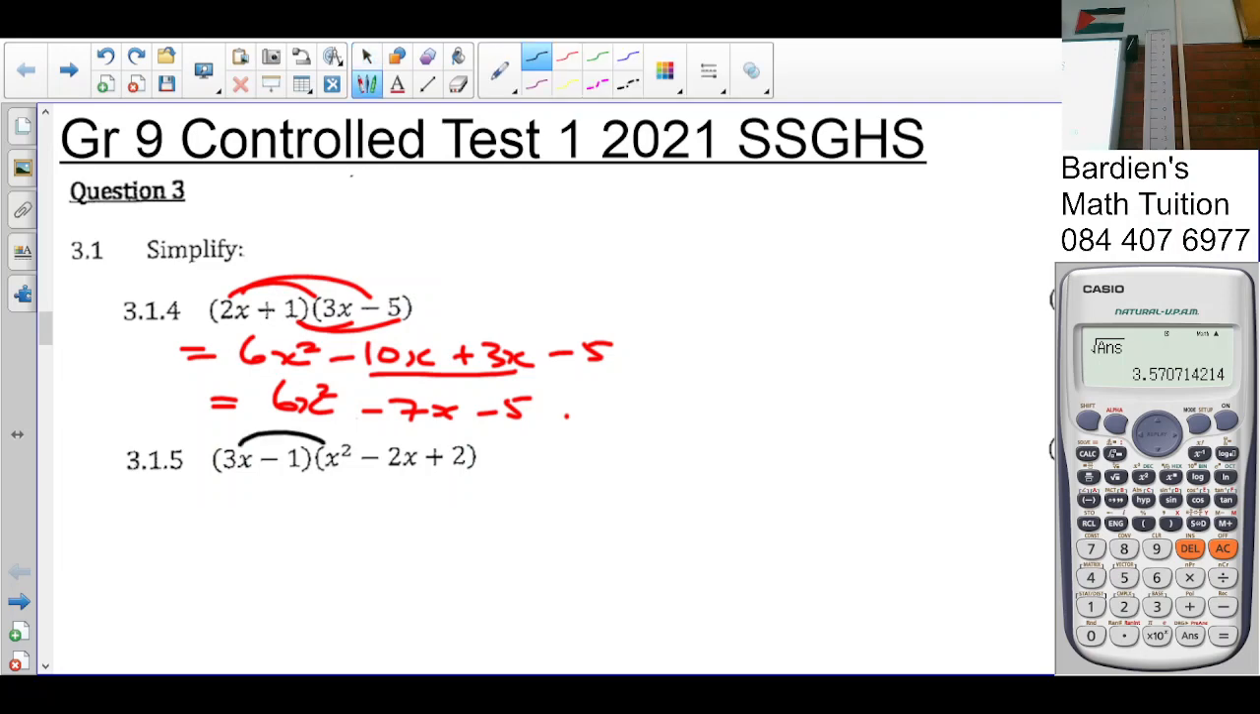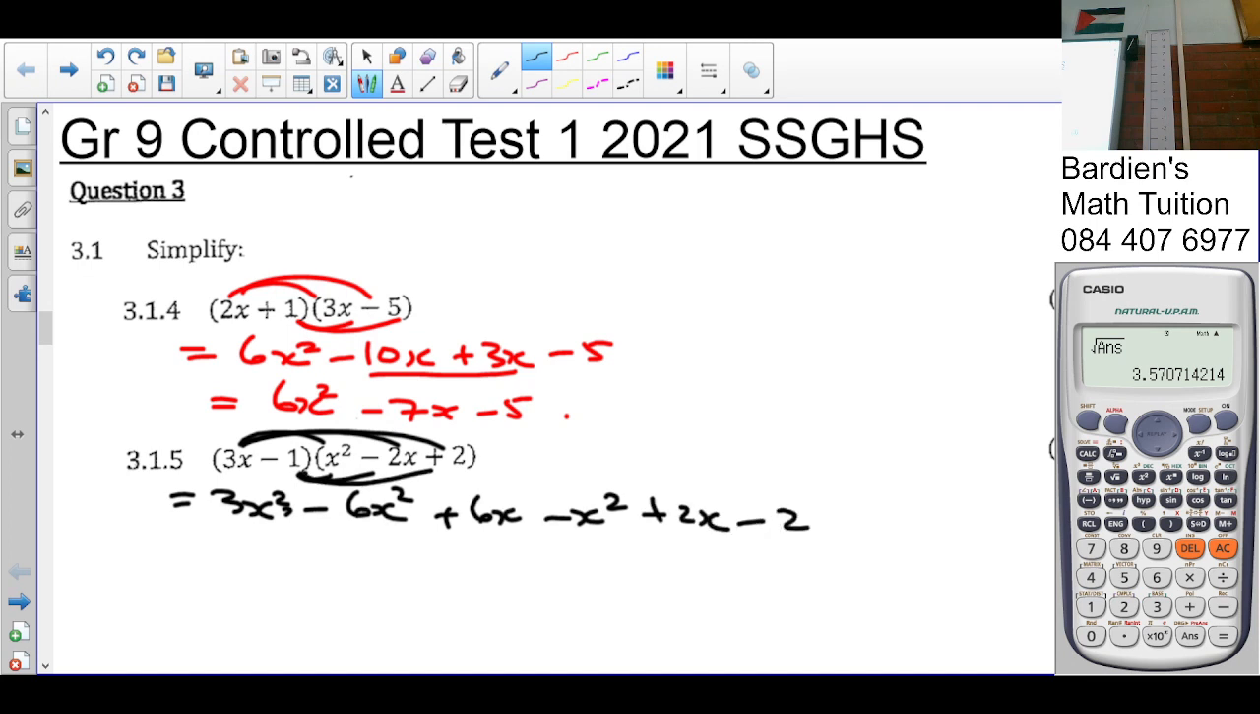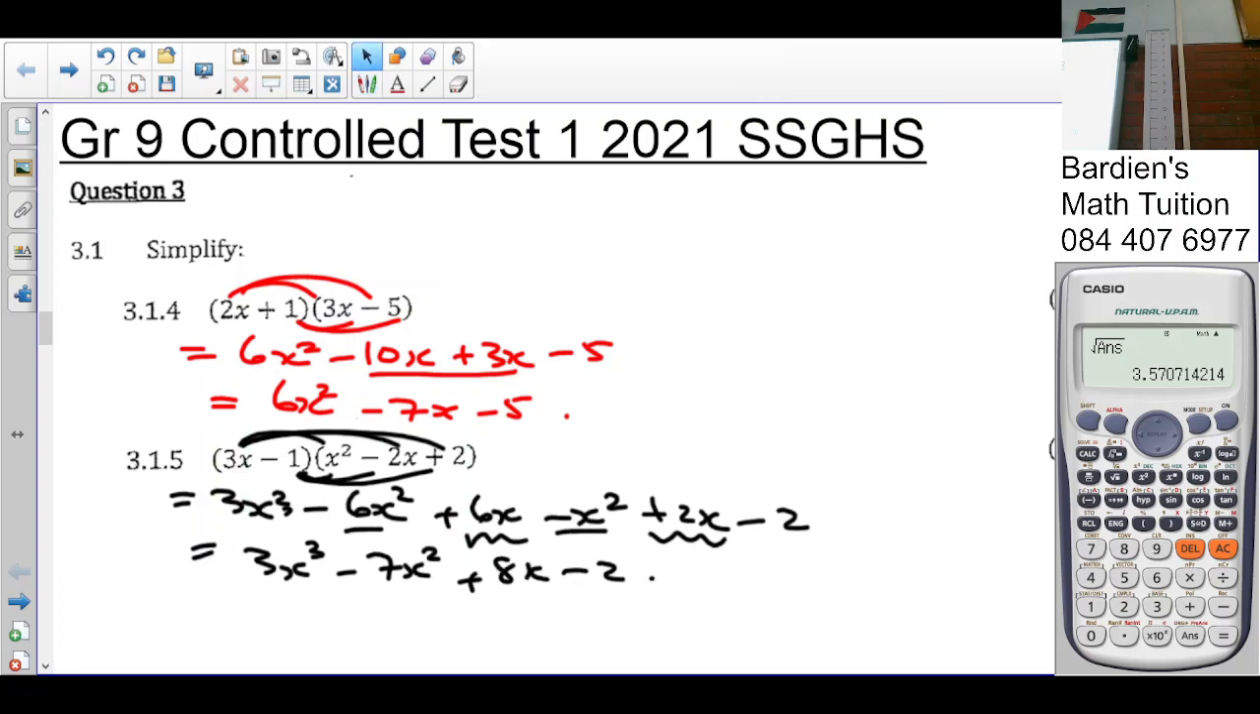Multiply this in. So 3x times x squared, 3x cubed. 3x times negative 2x, negative 6x squared. 3x times 2, positive 6x. Negative x squared. Positive 2x. Negative 2. So what do we do now? Like terms. Is that one and that one? So it's going to be 3x cubed minus 6x squared minus x squared, minus 7x squared. 6x plus 2x, 8x, minus 2. Any confusion here?